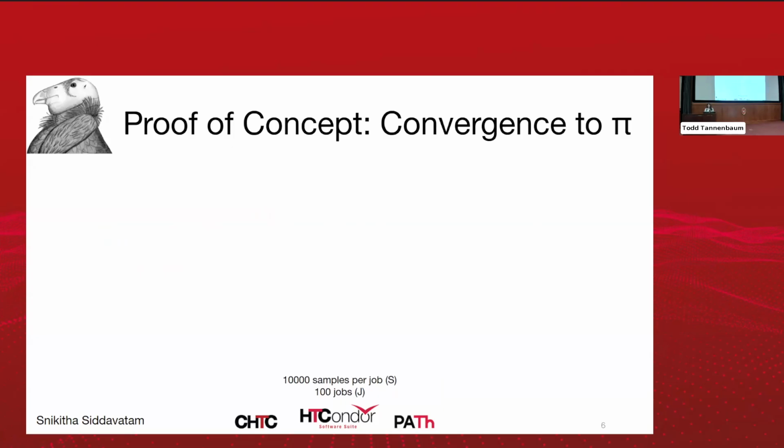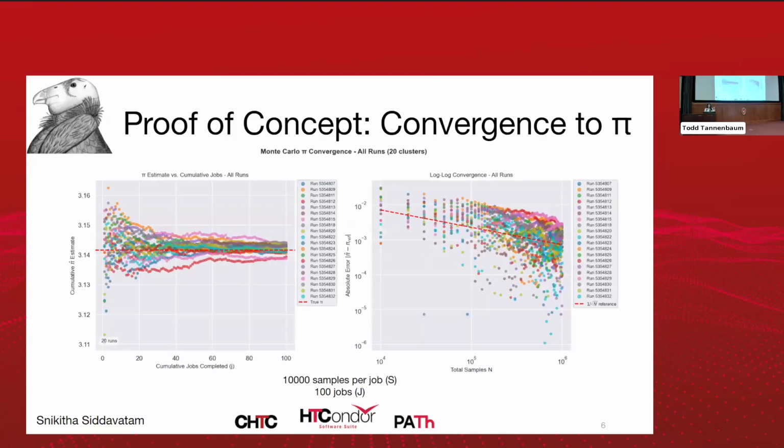Now, the proof of concept. This is where it gets interesting. As you see, there are 20 runs in this graph, and all of them are slowly converging to the pi reference, which is the red line. Then we have another graph which shows the absolute error versus the total number of samples. We started with 10^4, and it goes to 10^6. As the number of samples increases, the absolute error goes down. That's what we are trying to show.